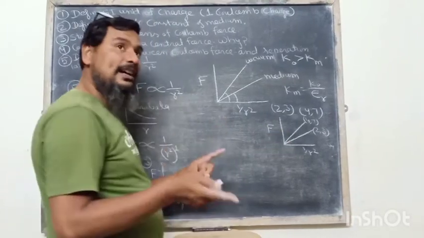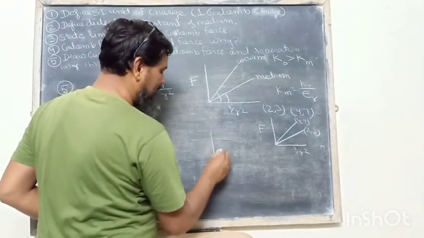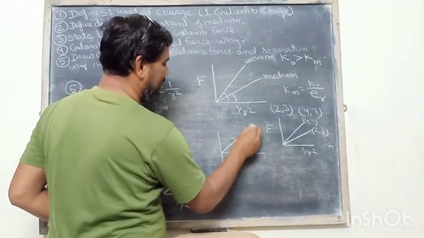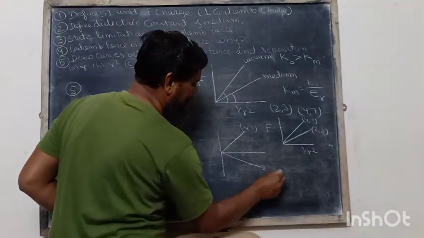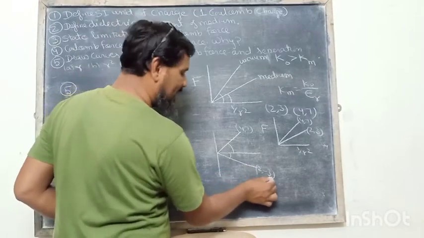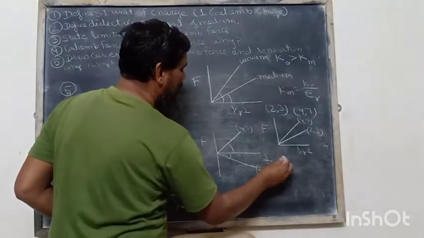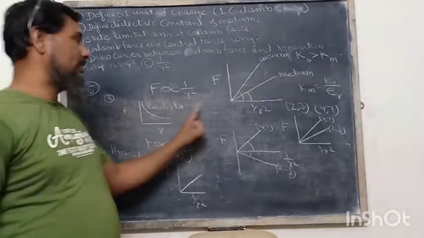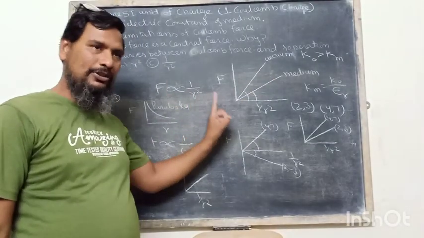And if the charges are opposite, then the force will be attractive and the shape of the curve will be this type. This is the curve for 4 and 7 and this is the curve for 2 and -3. This slope is smaller, this slope is greater, and this is the attractive force, this is the repulsive force, and this is the curve for 1 upon r square. So these are all the curves we can plot, and it is an important question for the board examination.